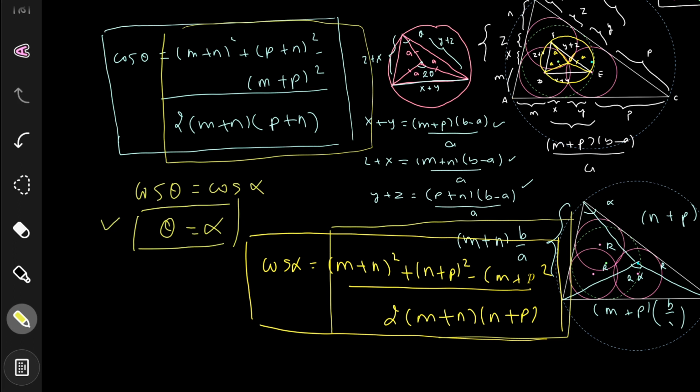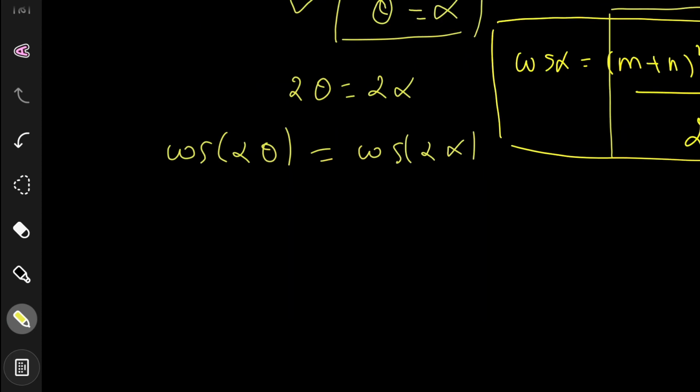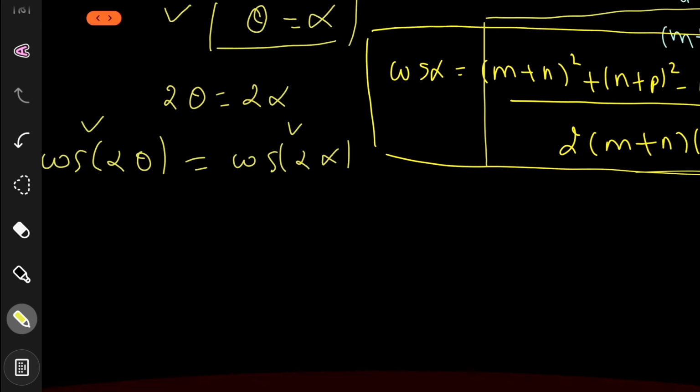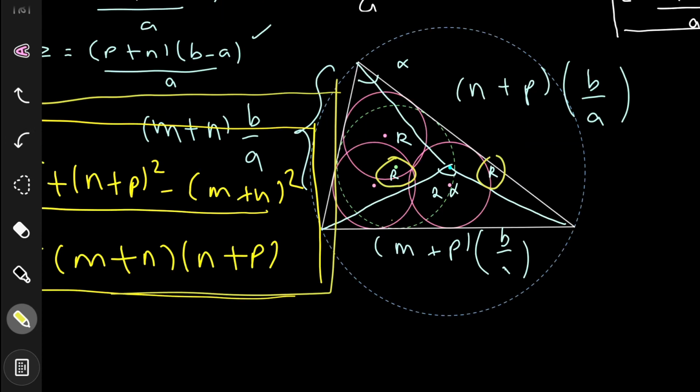So if the angle theta is equal to angle alpha, 2 theta would be equal to 2 alpha. I will simply take cos on both of the sides. Therefore cos of 2 theta equals cos of 2 times alpha. Now what if I tell you that we can easily get the value of cos of 2 theta and cos of 2 alpha? Recall that in this particular circle the angle subtended at the center was 2 times alpha. So we can simply apply the cosine rule in this triangle. The side lengths are m plus p multiplied with b upon a, and the adjacent sides are r and r.